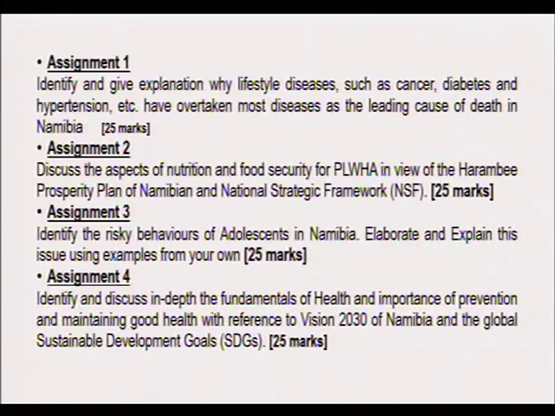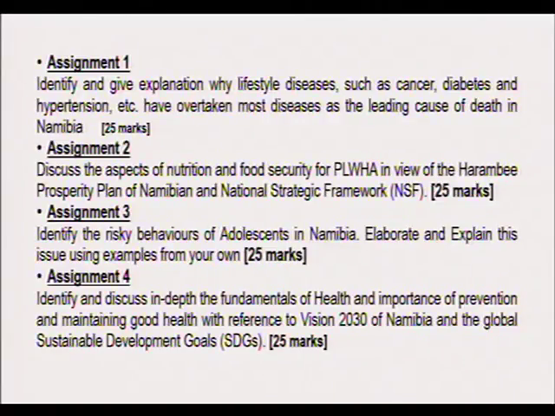The second assignment, or assignment number 2, is going to look at nutrition and food, and why nutrition and food is very important for people living with HIV/AIDS. In the light of the Harambee Prosperity Plan of Namibia, you're also going to discuss food security, nutrition, and the issue of poverty, and how it is very important. You can also make reference to the National Strategic Framework, the NSF, which addresses food security for people living with HIV/AIDS.